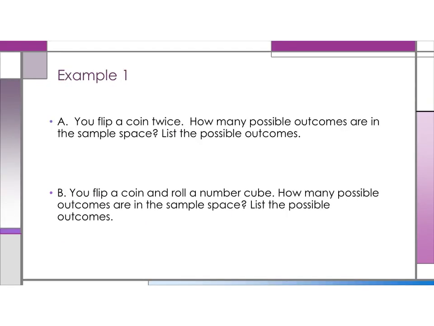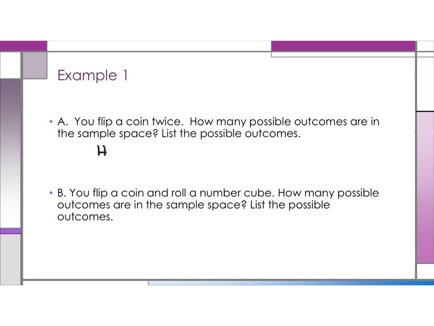Let's look at an example. So here it's telling us that we're going to flip the coin twice. They want us to find out how many possible outcomes are in the sample space and to list the possible outcomes. Well, I know when I flip a coin, my 2 outcomes are going to be head or tails.